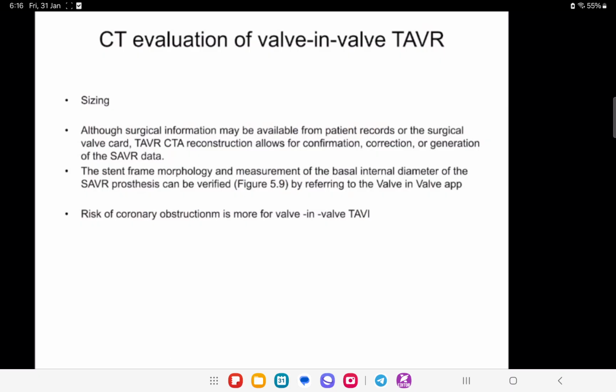CT evaluation of valve-in-valve TAVR, sizing. Although surgical information may be available from patient records or the surgical valve card, TAVR CTA reconstruction allows for confirmation, correction, or generation of the SAVR data. The stent frame morphology and measurement of the basal internal diameter of the SAVR prosthesis can be verified by referring to the valve-in-valve app. Risk of coronary obstruction is higher for valve-in-valve TAVI.